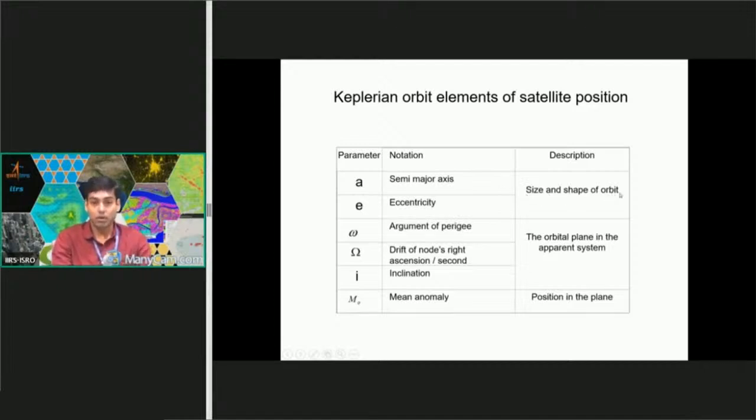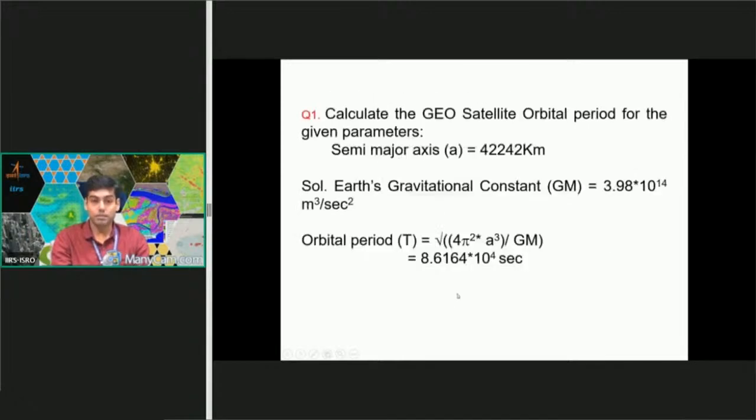The size and shape of the orbit is determined with the help of the semi-major axis and eccentricity. The orbital plane orientation in the reference system is determined with the help of the argument of perigee and drift of node, and the position of the satellite in the plane is determined with the help of mean anomaly.